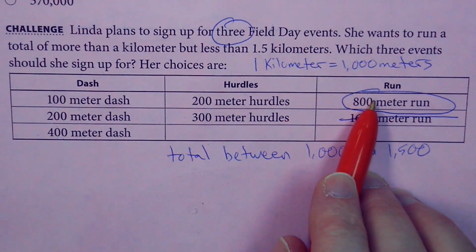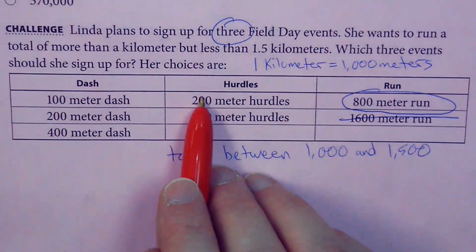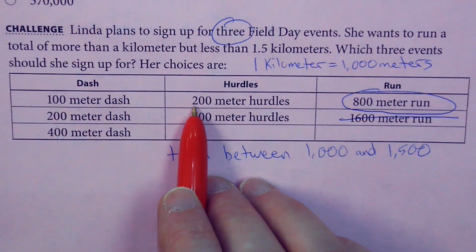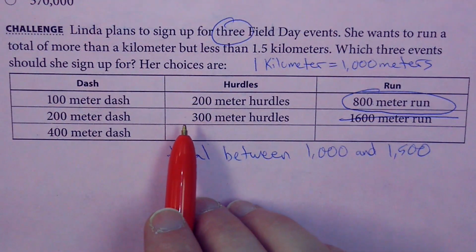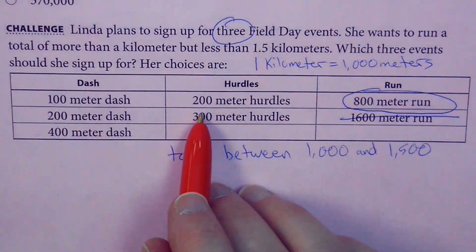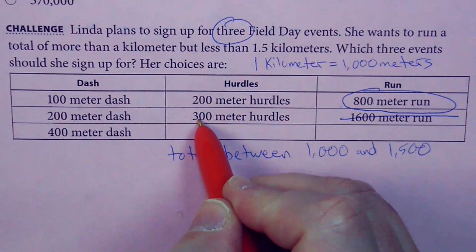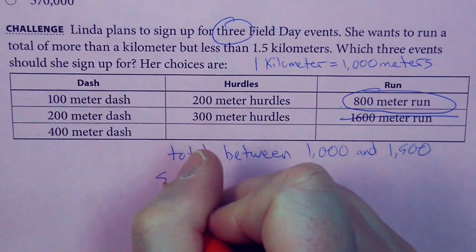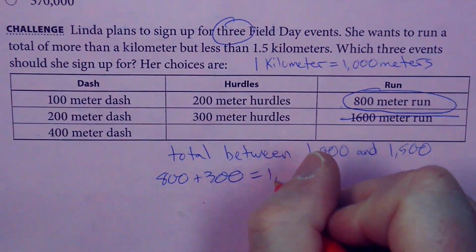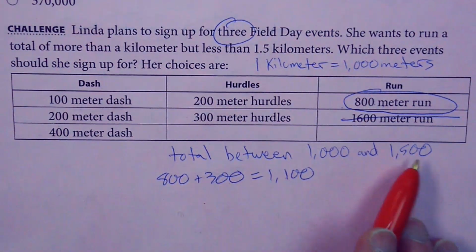Okay, I have to get to over 1,000. So if I did this one and this one, what would I get? So that's 800, 900, 1,100, 1,300. Oh, well, man, it looks like there's a couple ways we could do this. 800 plus 300. Well, let's write that down. 800 plus 300 equals 1,100. Okay, we just can't get to 1,500. We have to avoid that.